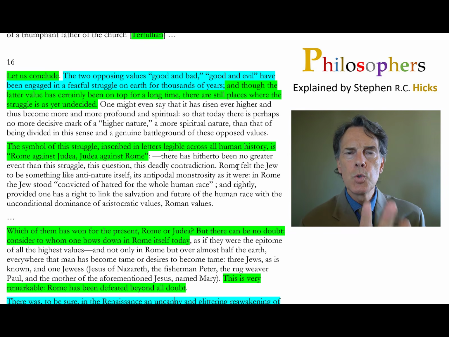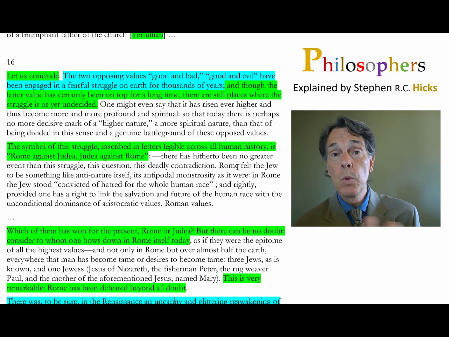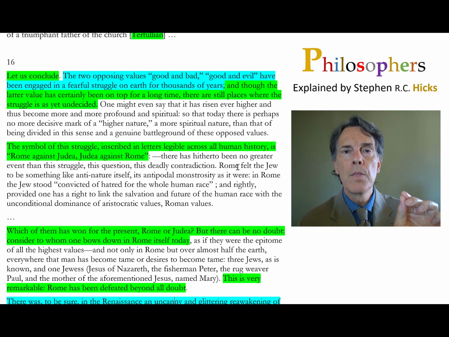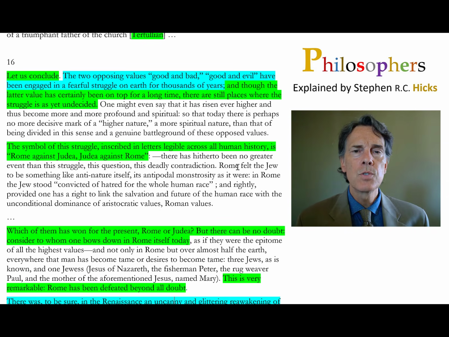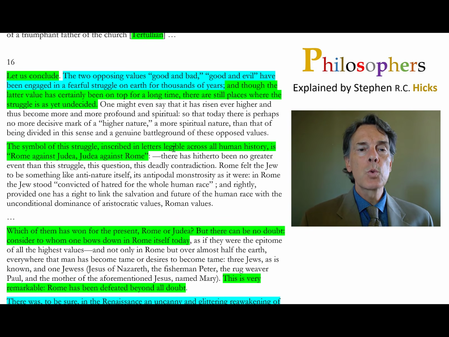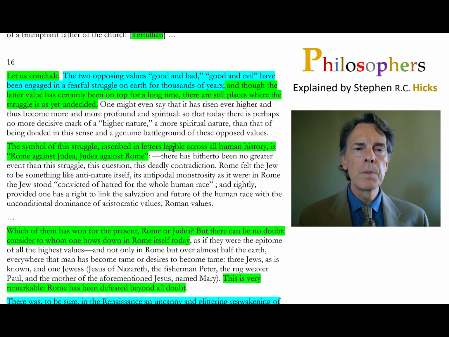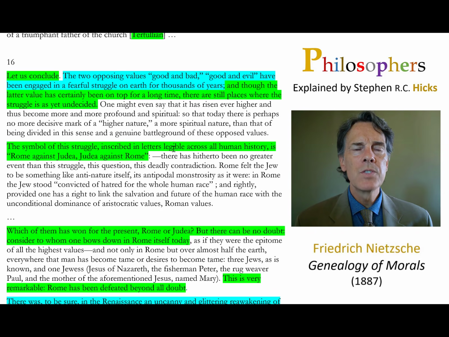It seems like right now the Judeo-Christian tradition, or the slave morality, is winning, and it has been winning for quite a long time, particularly in the West. But there are still pockets where one can find the master morality still embodied in certain individuals. So it's not necessarily that the fight is over. The symbol of this great struggle, okay, there's a symbolic way of putting this. He's then saying, inscribed in letters legible across all history, is Rome against Judea, Judea against Rome.